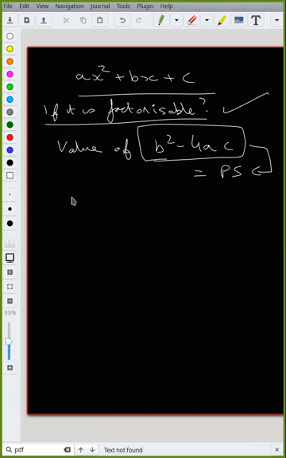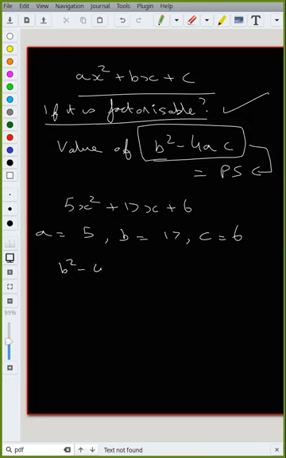Let's take an example: 5x squared plus 17x plus 6. What's the value of a over here? 5. What's the value of b? 17. C? 6. Right? So we find the value of b squared minus 4ac. What will that be? That is 17 squared minus 4 into 5 into 6.